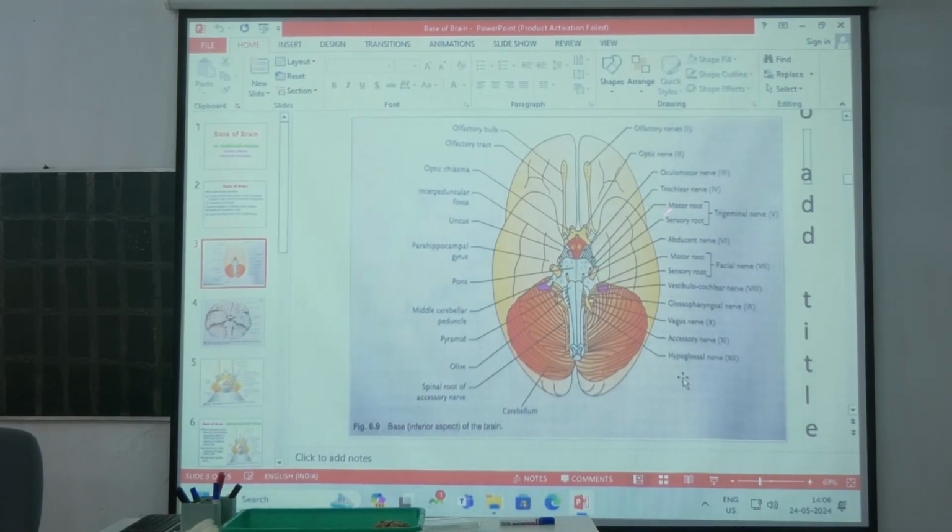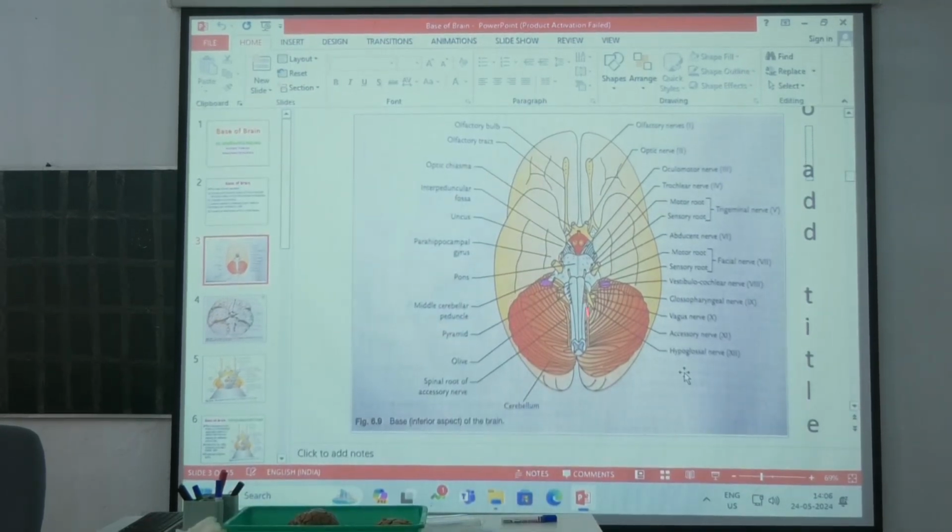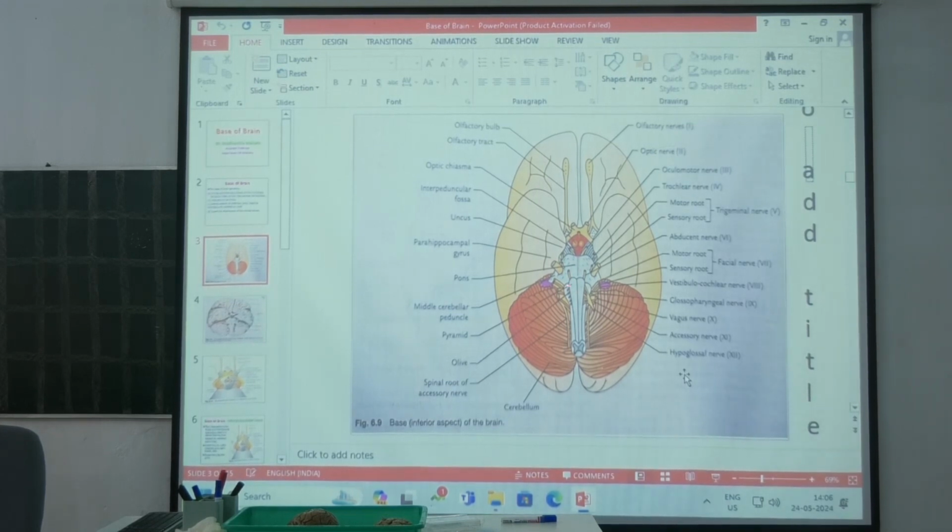Laterally, the larger root is the sensory root. Medially, the motor root is the smaller root. Okay. Now, at the pontomedullary junction, just above the pyramid, arises the sixth cranial nerve. This is the abducens nerve.